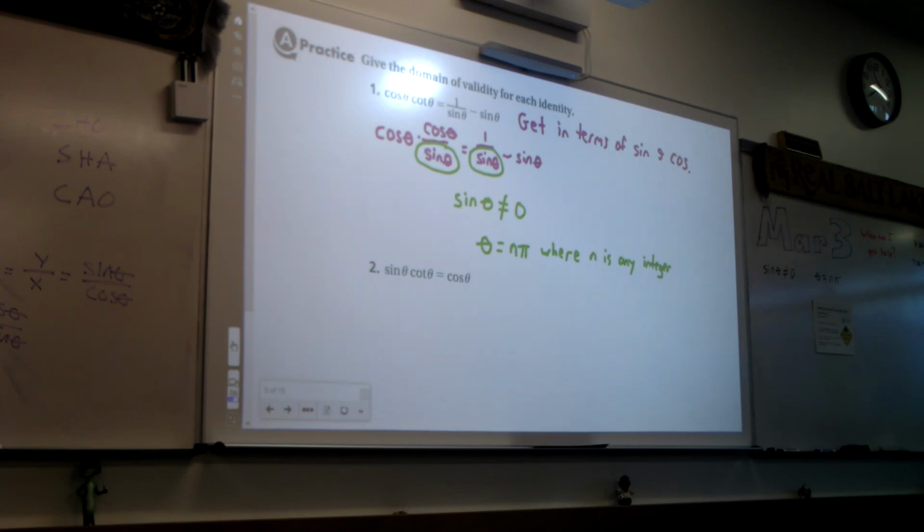All right, now we're going to do this next one here. Sine times cotangent of theta. Hey, we kind of already did something similar to this. How did we write cotangent before? Okay, what's the only thing we see in the bottom? Sine. So what does that mean we're going to say our restriction is?